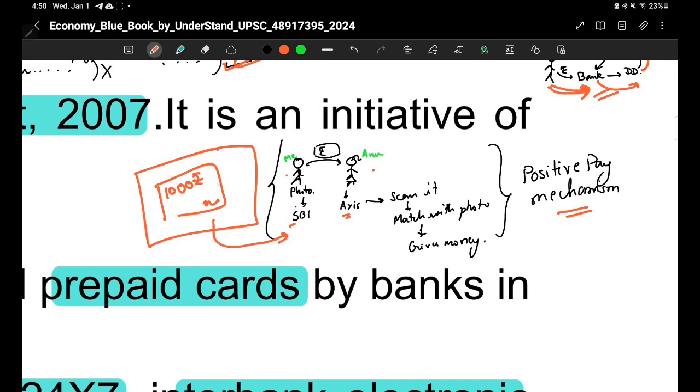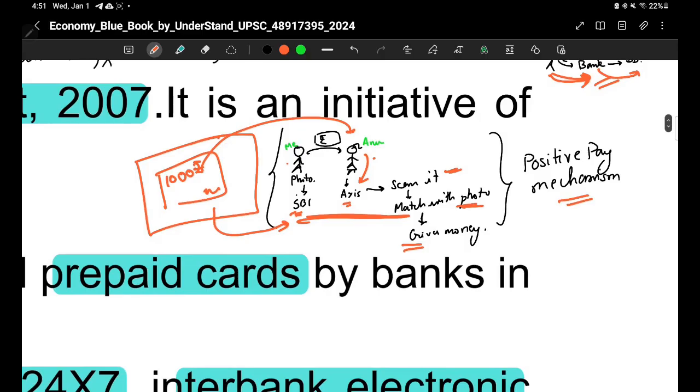Then I'll give this check to you. You will take this check and give it to Axis Bank. Axis Bank will scan it, and then it will be matched with the photo which I had uploaded in the SBI portal. If it is matching, only then will they give you money. This is how the positive pay mechanism works.